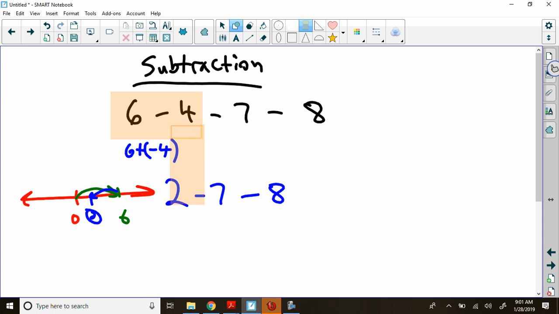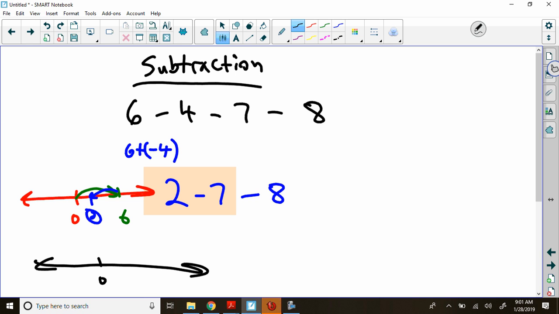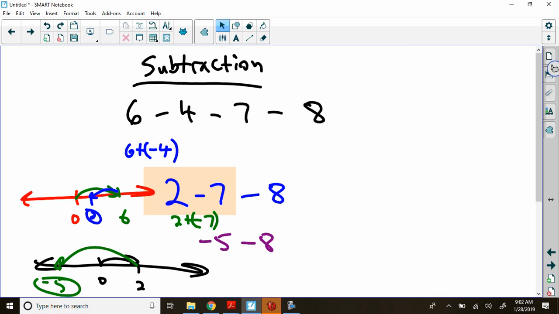So now again with PEMDAS, I got to go from left to right as they appear. So 2 minus 7. My brain thinks it's the difference between 7 and 2, and it's negative. I don't know how you're going to approach it. Maybe you like this number line thing. Again, here's 0. You go out to 2. And then that's really the same thing as 2 plus -7. So then you go -7 back the other way. So it takes you down here to -5. Okay, so that ends up being -5, and we got -5 minus 8.